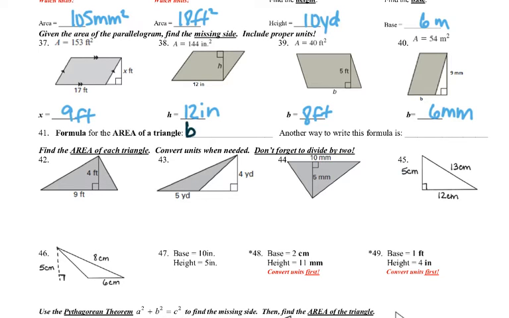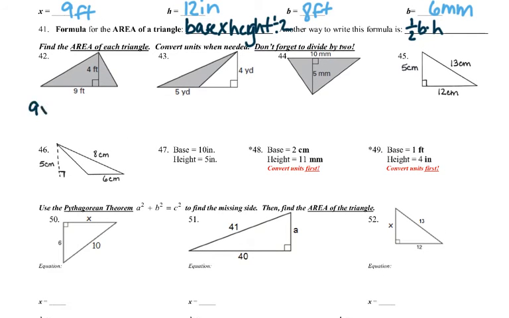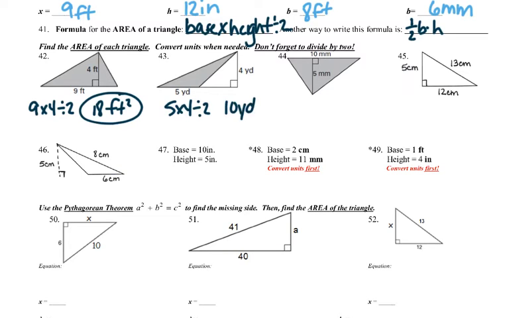This brings us to the triangle, and so in the triangle, you've heard me say it a lot, we divide by 2, or another way to write that, 1/2 base times height. So the area here is 9 times 4 divided by 2, 18 feet squared. 5 times 4 divided by 2, and you don't have to write that out, I'm just showing you how I'm getting 10 yards squared. 10 times 5 divided by 2, 25 millimeters squared.